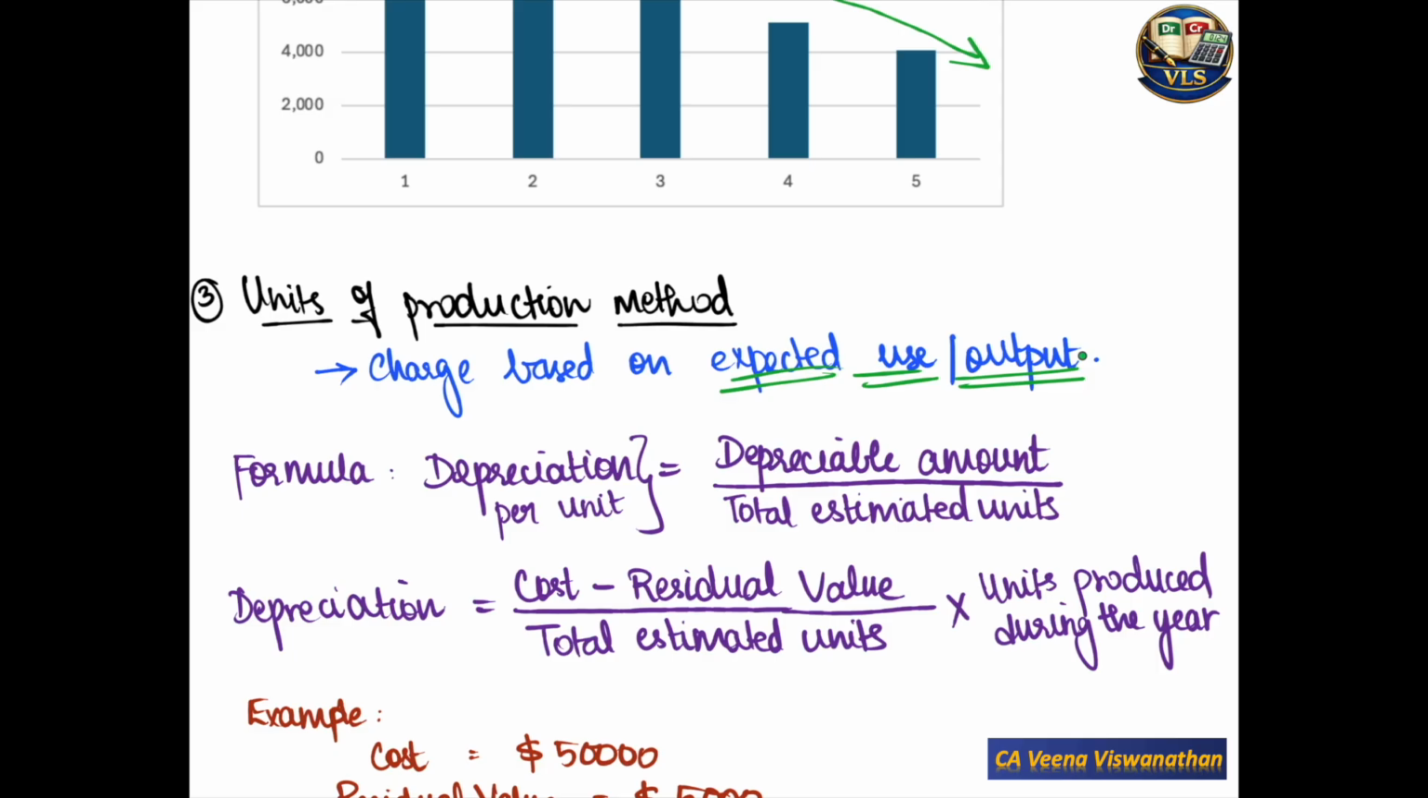In this method, the formula remains almost similar to the straight line method, but the main variation in the formula for depreciation charge is the total estimated units in place of useful life. So the depreciation per unit would be depreciable amount divided by the total estimated units, meaning how many units of output that machine could produce. If I have to calculate the depreciation for the year, it would be depreciable amount, that is cost minus the residual value, divided by the total estimated units, into how many units are produced during the year.